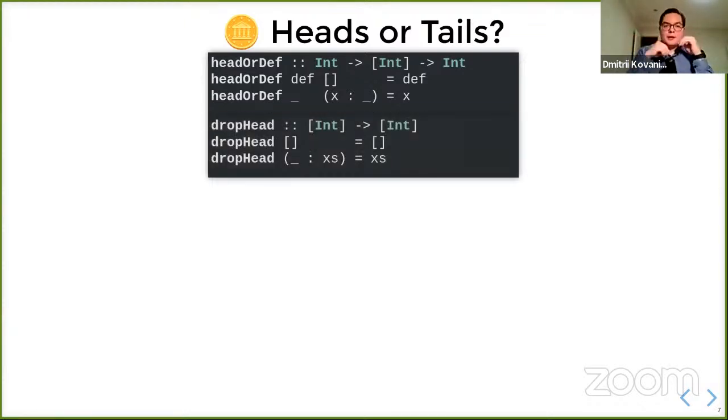Let's write a function that drops the first element of the list. Again, the list can be in 2 possible cases, empty or not empty. If it's empty, there is nothing to drop, so we just return an empty list. If it's not empty, we use this colon operator for pattern matching, and we don't care about the first element of the list. It's really convenient that it's on the left side, so we just drop it, we use the underscore pattern and return XS, the list without the first element.